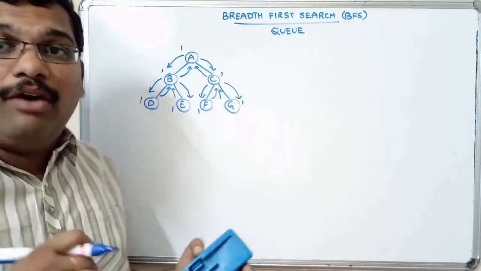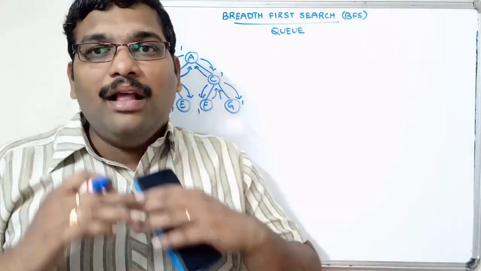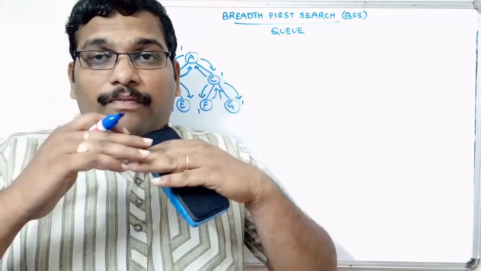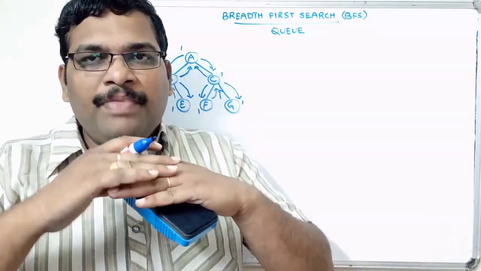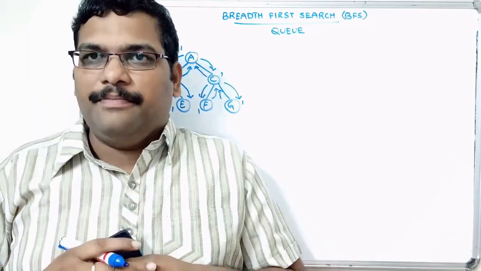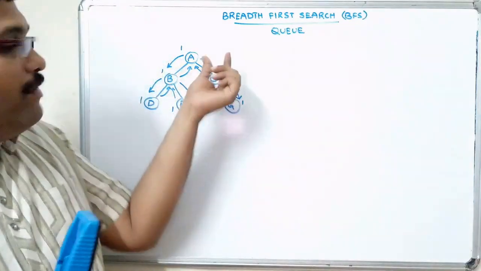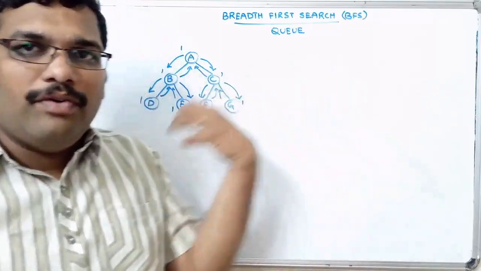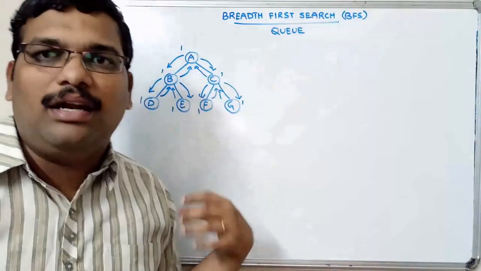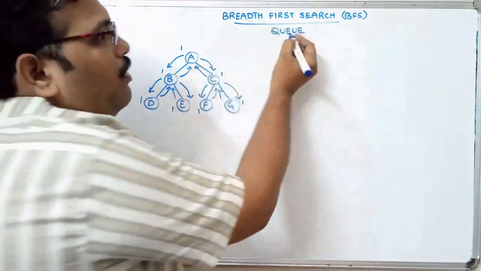So here we have to visit the nodes level-wise. First complete the top level, level 0, and then level 1, level 2, level 3. At the top level we have to complete visiting all the nodes, then go with the second level, then the third level. Now we'll go with the implementation.